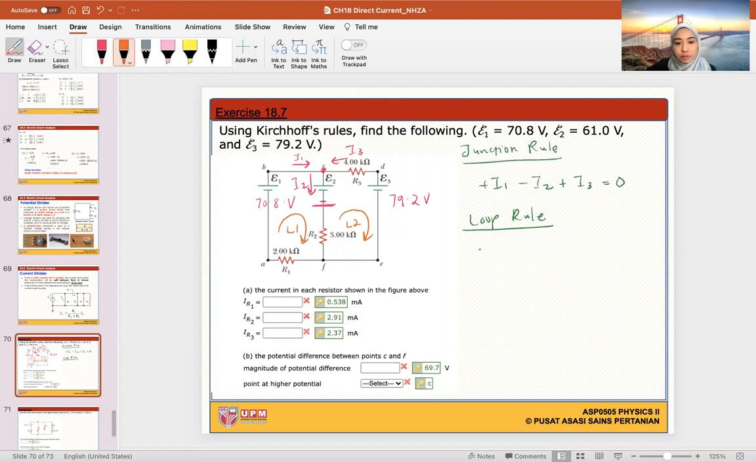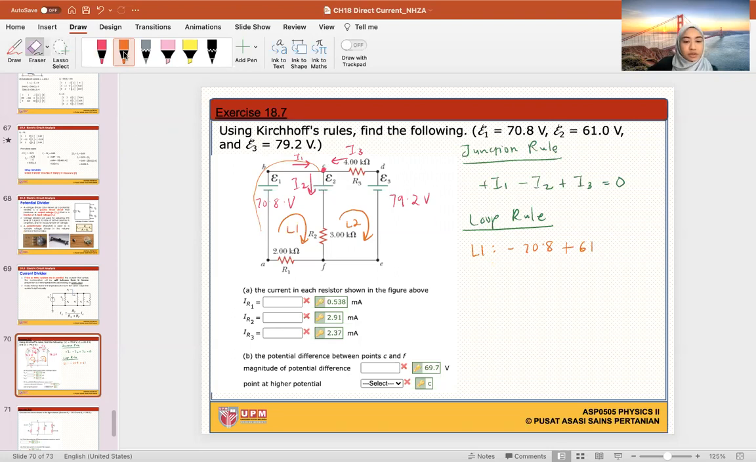So let's move on to the loop rule. Our first loop is L1. My loop flows from here to here. The first thing that I see is the negative terminal of this battery, so I'm going to start with negative 70.8 volts. Then I see the positive terminal of battery number 2, which is 61, so it's a positive 61. Let me erase this battery of Umar's. My battery is just here.